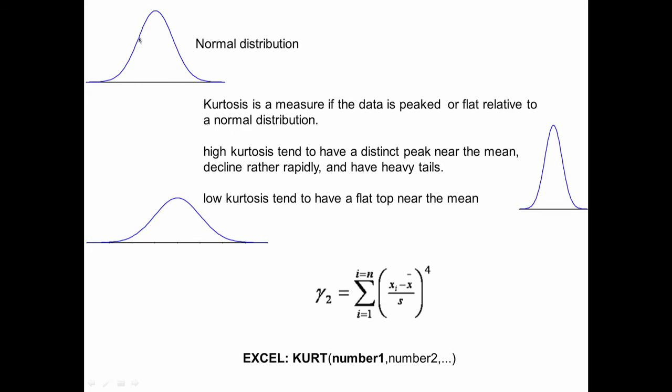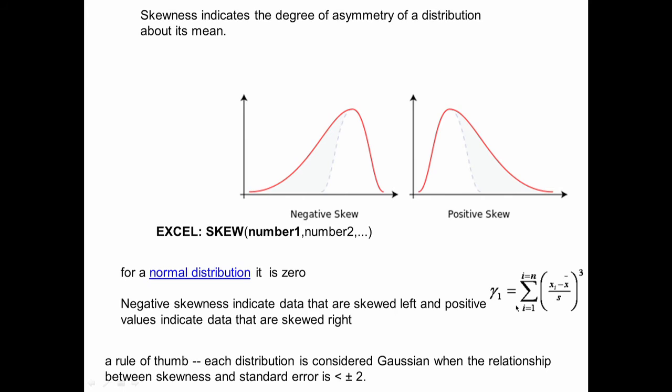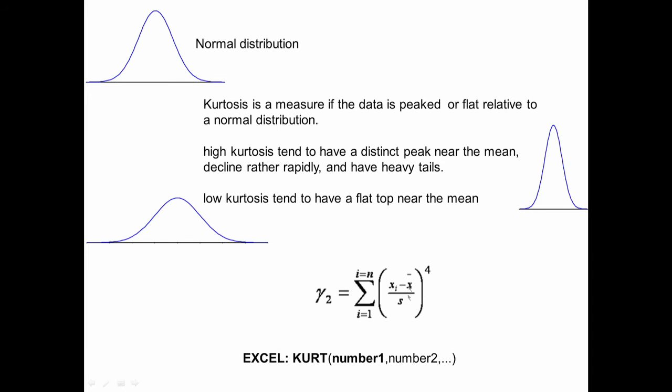Suppose you have a normal distribution like this, it may have a very peaky curve falling down very fast, or you may have a flat curve, okay. So high kurtosis leads to a very distinct peak near the mean, and it is falling down very rapidly on both sides, okay, very heavy tails. Low kurtosis, that means flat. So kurtosis is the fourth moment, as you can see, third moment is skewness, fourth moment is kurtosis, okay.